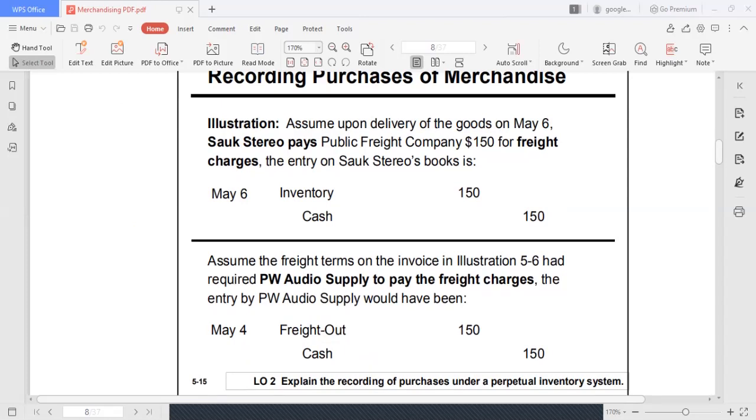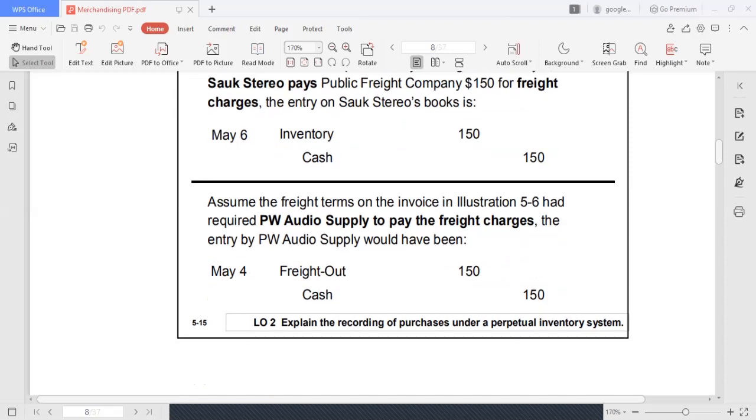So in this case, assume upon delivery of the goods, our company pays public freight company 150 for freight charges. So as I've mentioned kanina, it will be part of the inventory. On the other hand, dun sa pangalawang scenario natin, since it's part of the expenses of the seller, any payment made by Audio Supply is part of freight out or transportation out. Transportation out is an example of an account title categorized as operating expenses, specifically selling and distribution expense.